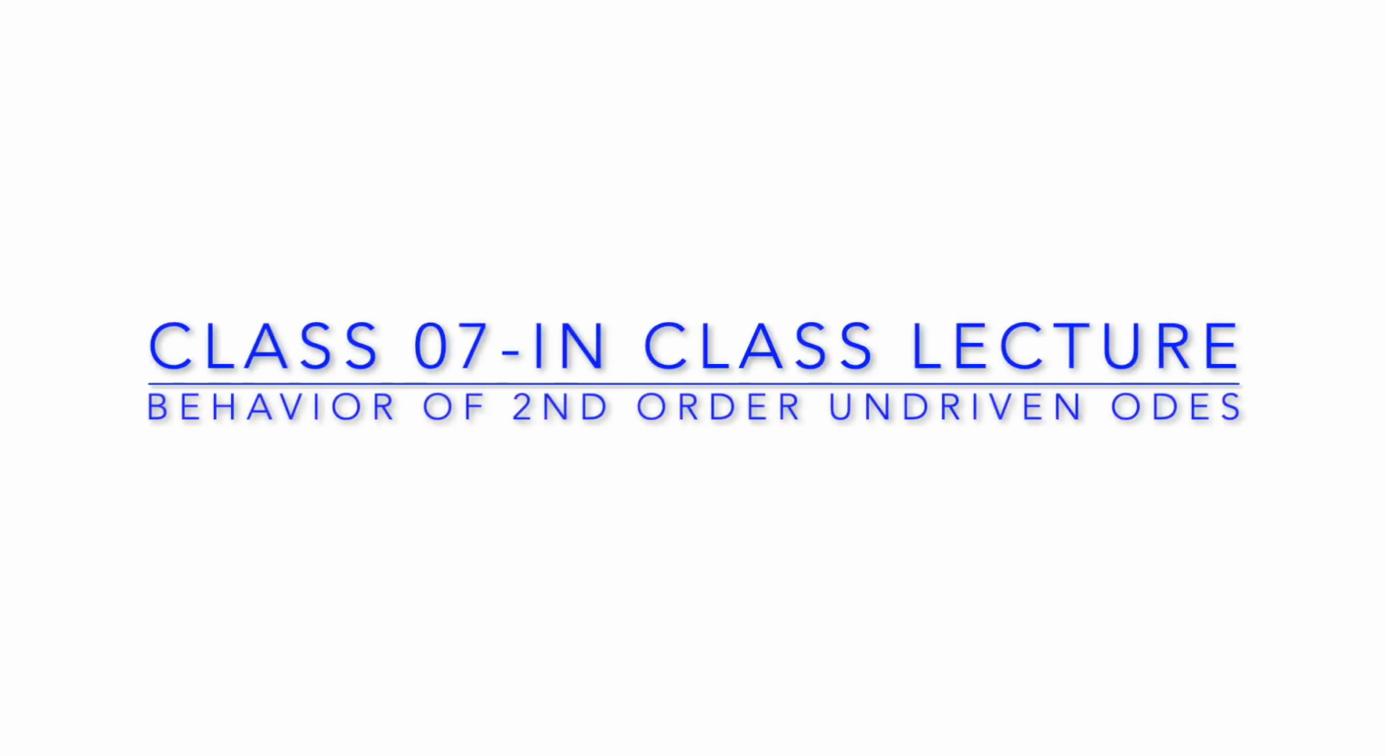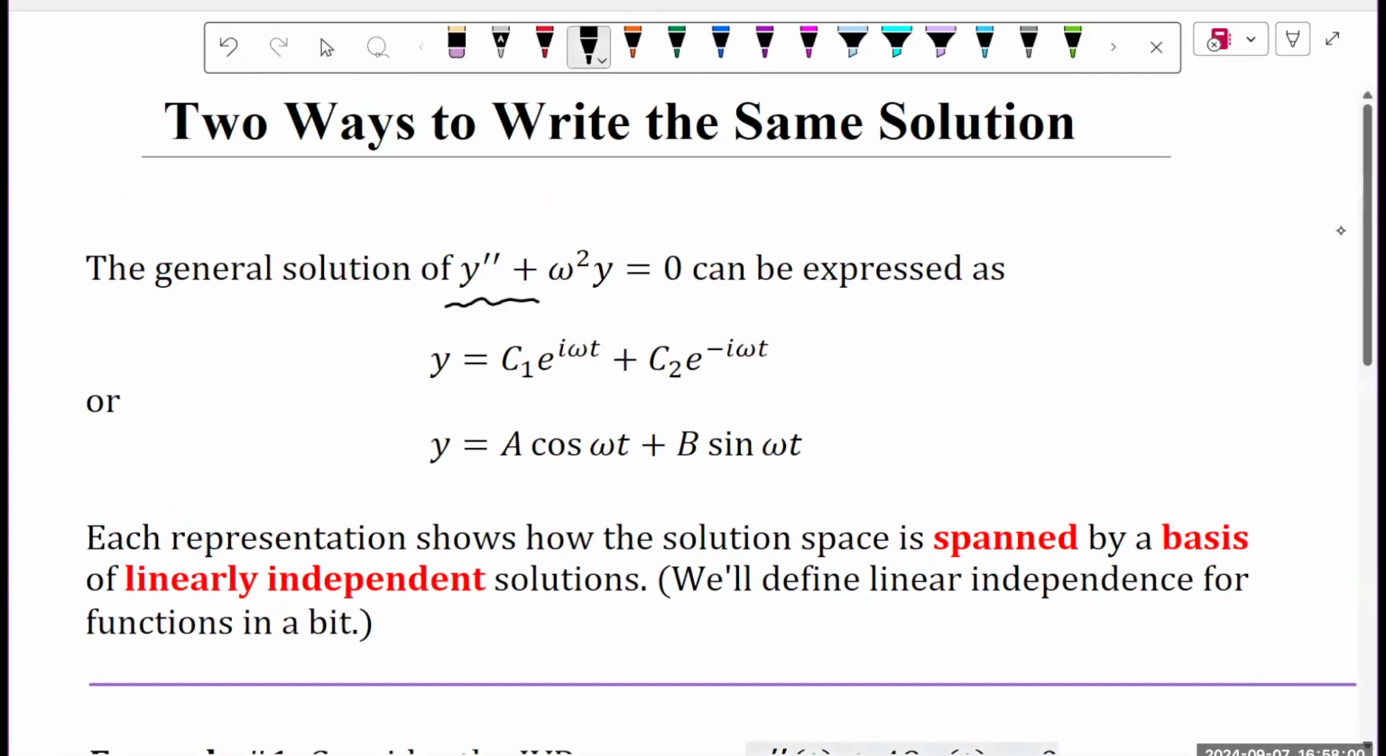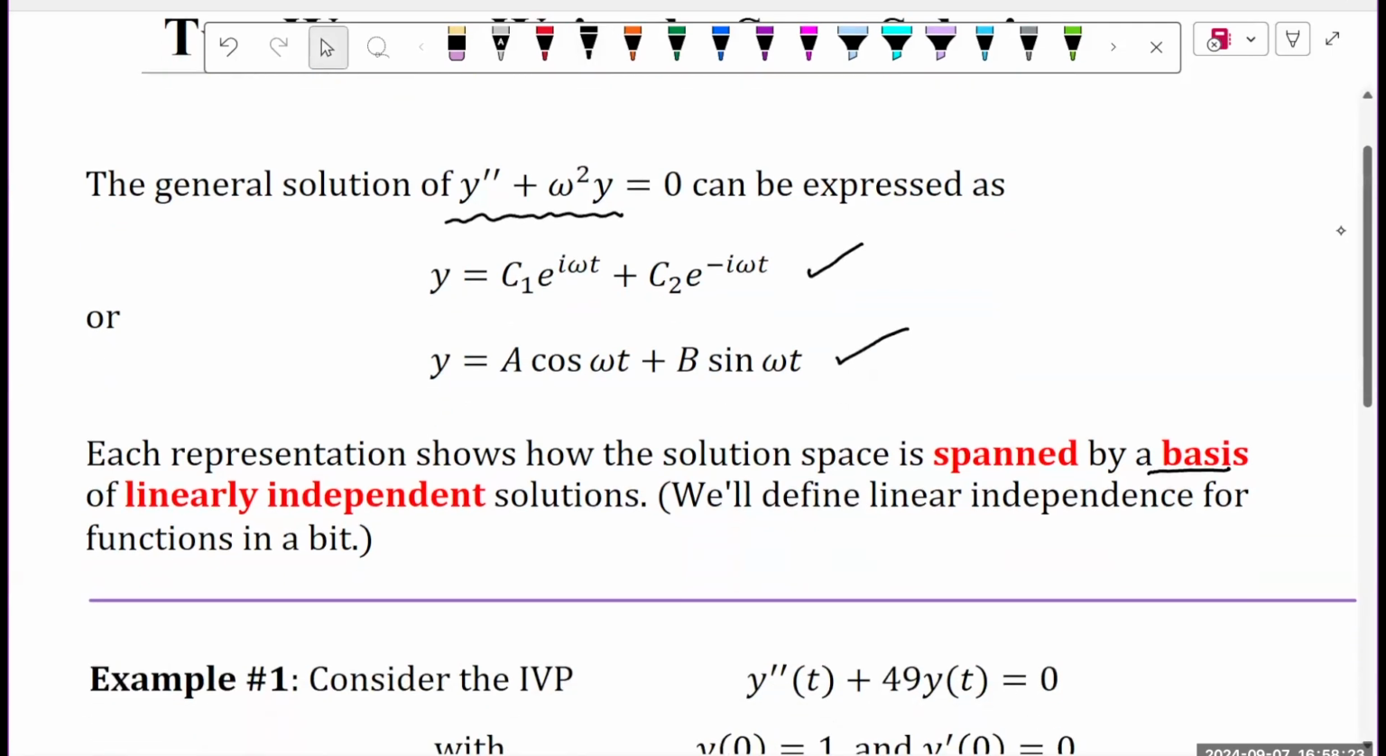Welcome back to the continuation of Lecture 7, in which we are talking about solutions to second-order constant coefficient linear differential equations. We already talked about the fact that the general solution to an ODE with no damping can be expressed either in terms of a linear combination of complex exponentials or in terms of a linear combination of sine and cosine. And that is because both the complex exponentials and the sine and cosine are basis functions for the solution space. Let's get to an example.